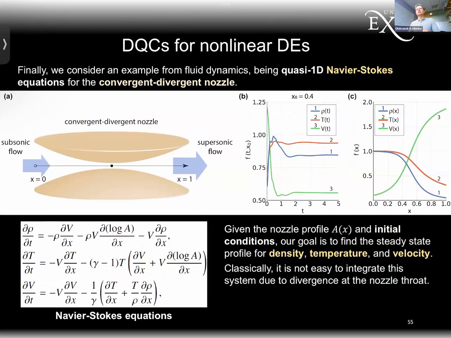And we have also tried it for the quasi-1D Navier-Stokes equation, where you have three variables: temperature, velocity, and density. And then you test, can I find a solution for these variables as I go through the nozzle? So some flow through the small area of your nozzle. And how can we solve this?